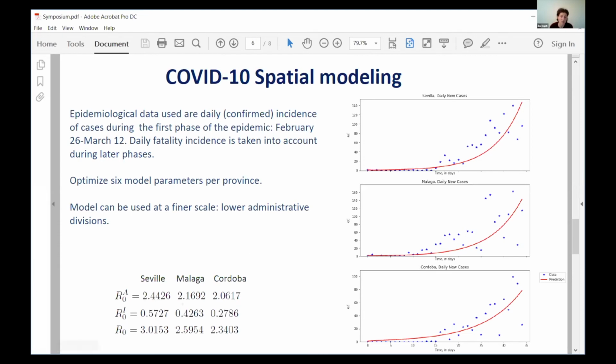And here I'm also showing some results regarding R naught. What we see here echoes what other people before me have talked about today, namely that the contribution of asymptomatic infectious to disease spread is considerable. And so we show the R naught, just for this example, for 3 of the 8 provinces. And you can see how much larger the contribution from the asymptomatic is compared to the symptomatic.